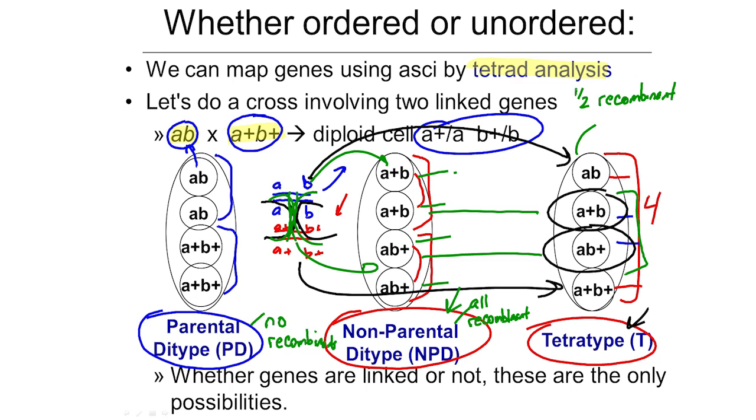The difference here is we're always trying to get at the recombinants, but now we can say, look, instead of counting the actual offspring or even the spores, let's say if I see one parental ditype, I know all those spores are not recombinant. If I see a non-parental ditype, I know they're all recombinant. And if I see a tetratype, I know half of those spores are recombinant. So let's actually put that knowledge into action.